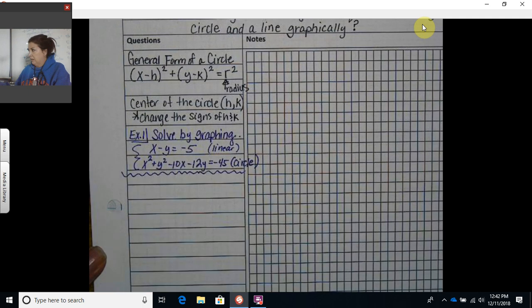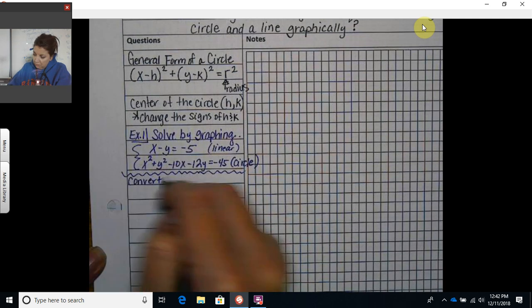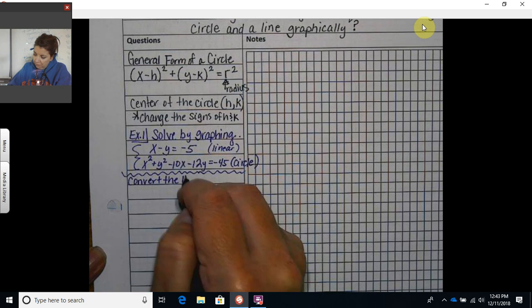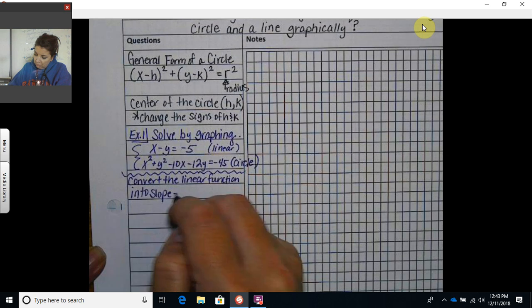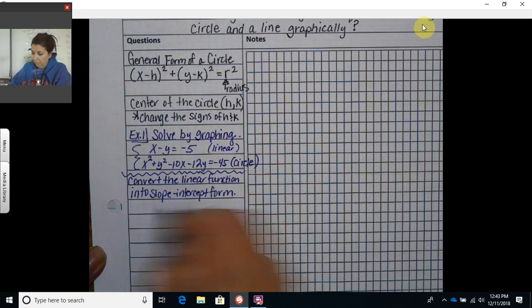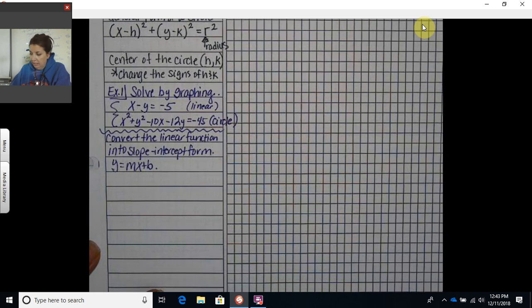But the first thing I'm going to do is convert the linear function into slope-intercept form. And maybe it is already, but if it's not, I'm going to convert it. And remember, slope-intercept form is y equals mx plus b. So basically, I've got to isolate the y. So let me write that down. x minus y equals negative 5.